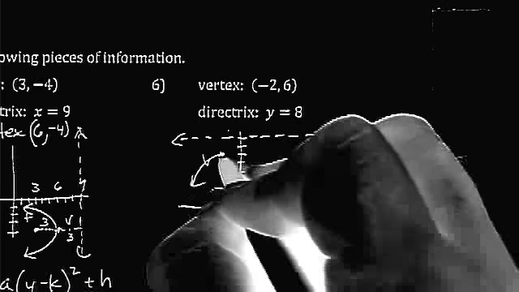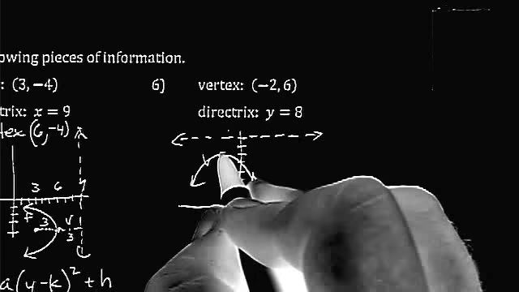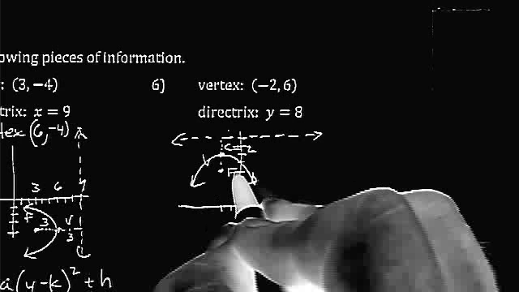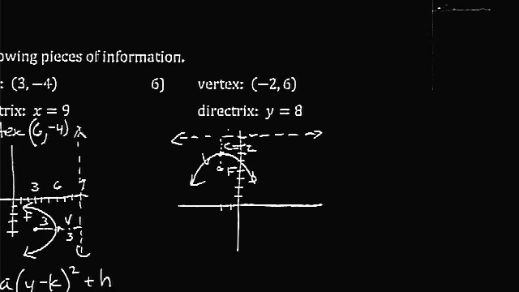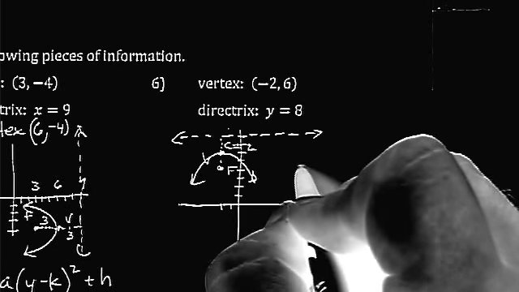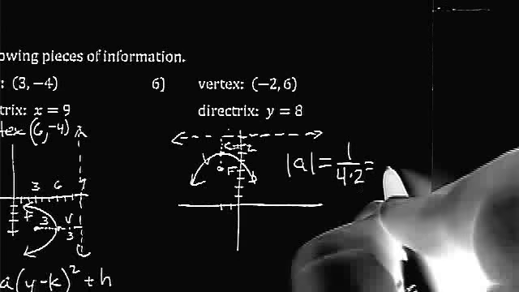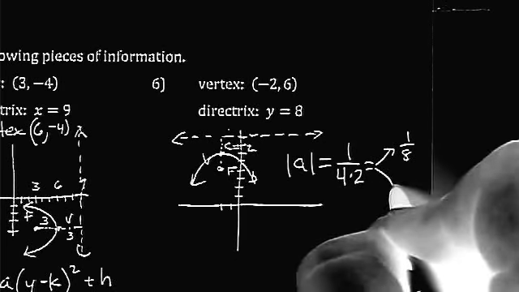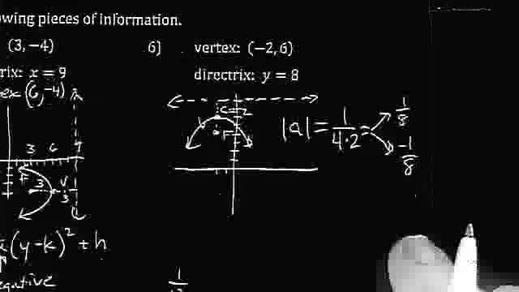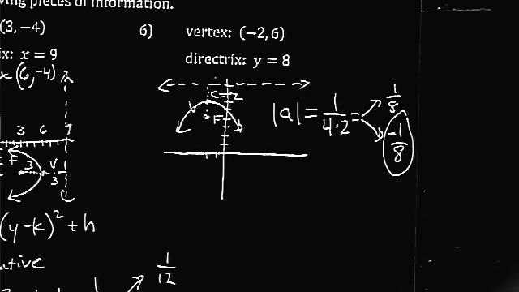This must mean it opens down, because the parabola always has to go away from the directrix. And since that's 2 units, and that's the C value, I can go 2 more units to find the focus. Not that I needed to, but at least that helps me understand it. If the C value is 2, then we can find the absolute value of A is 1 over 4 times 2. So it's either going to be 1/8 or -1/8. Now the picture tells me that it's opening down, therefore I know that it would be the -1/8 variety. Wow, a lot of negative A values here.